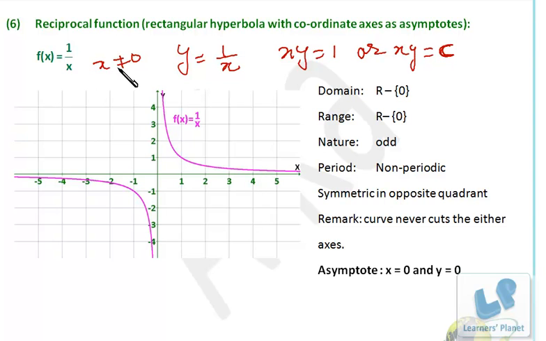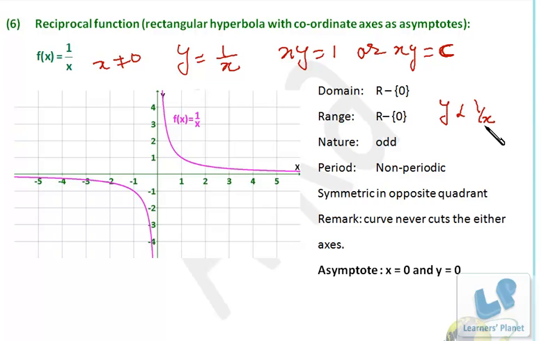Now if x is not equal to 0, y will never be 0, right? So product of x and y is equal to a constant, or we can say a non-zero constant, right? That means this curve will never pass through origin, right? Because x is not 0 and y is not 0. So this curve will not pass through origin, right? Now the next important thing over here is, since y is inversely proportional to x, that means if x increases, y decreases, and if x decreases, y increases, right?